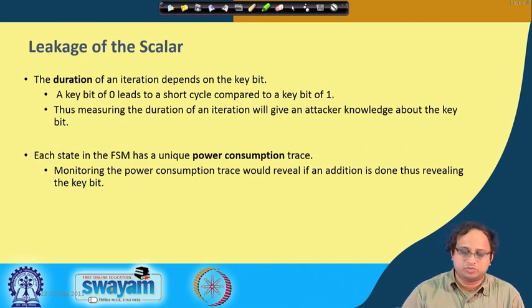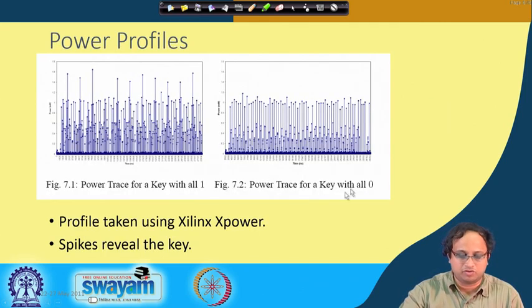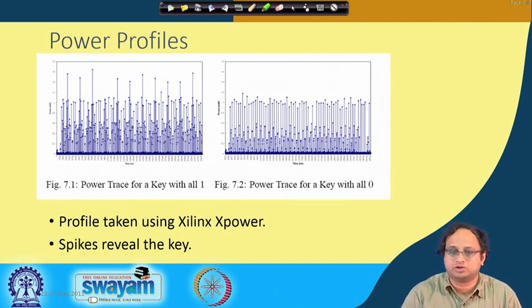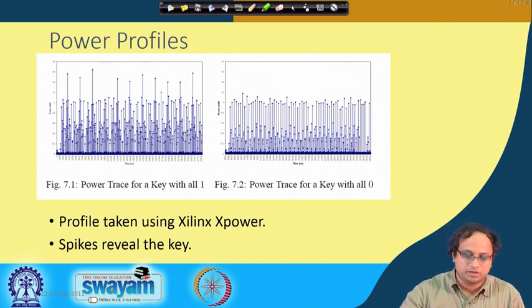We will take this example and consider some power profiles. These power profiles are obtained by our tool chain. You can try to do the same thing on actual traces as well. You will not get exactly similar profiles, but the basic idea will still be the same. Here is a power trace which has been acquired with an all 1 key, that means all the key bits are 1. Whereas in this case it is all 0, which means there is an MSB which is 1 followed by all zeros.